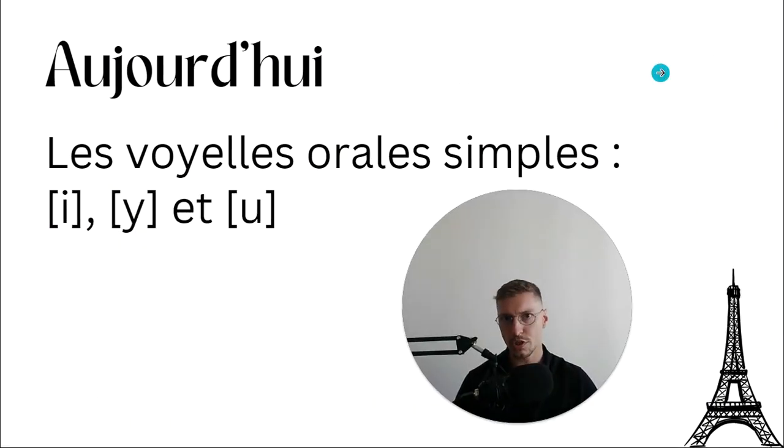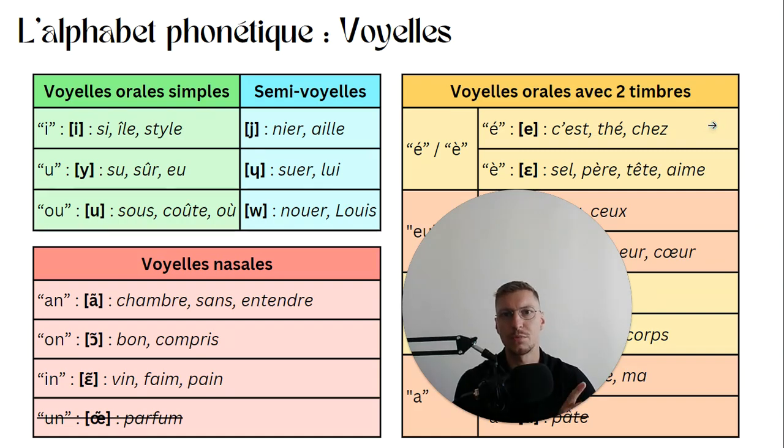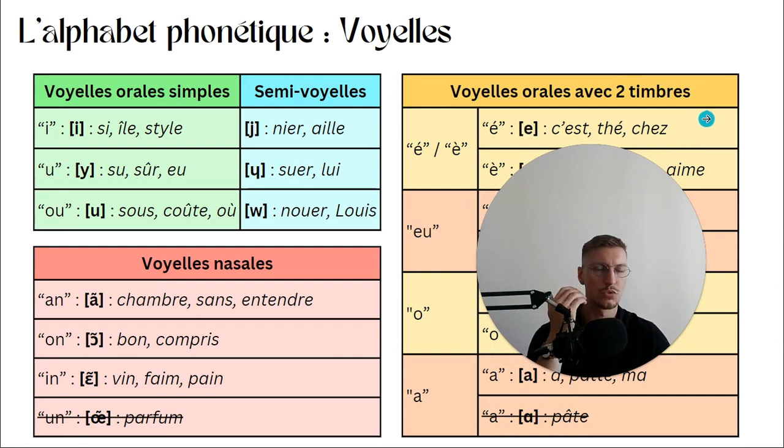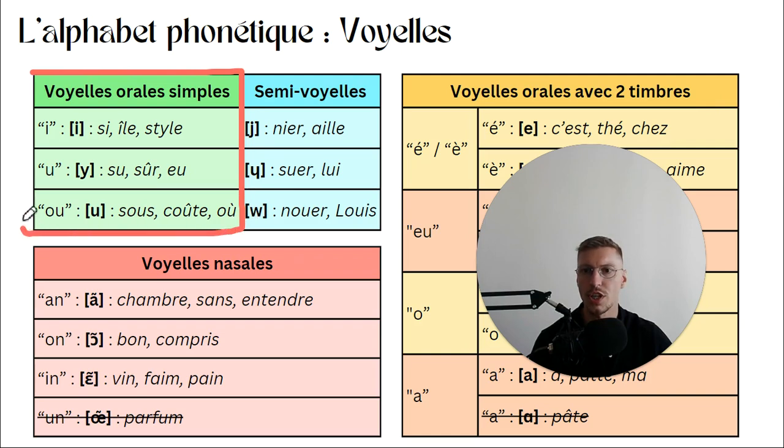And I wanted to cover one of the most basic, easy and straightforward topics today for this chapter number 2, which will be les voyelles orales simples. If you haven't seen the first chapter, I would like you to go watch it because I introduced you to the principle of having a phonetic alphabet that looks like this. And so we're going to start this journey together by reviewing this part of voyelles.